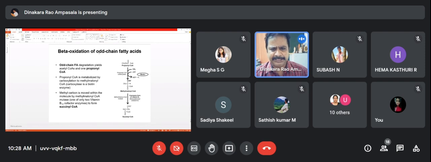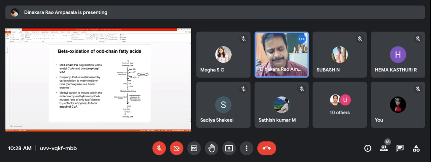So beta oxidation of odd-chain fatty acids. Odd-chain fatty acid degradation leads to acetyl-CoA and one propionyl-CoA. So here you can see a 3-carbon chain, propionyl-CoA. Propionyl-CoA is metabolized by carboxylation to methylmalonyl-CoA. So this is methylmalonyl-CoA, and then methylmalonyl-CoA will convert into succinyl-CoA.